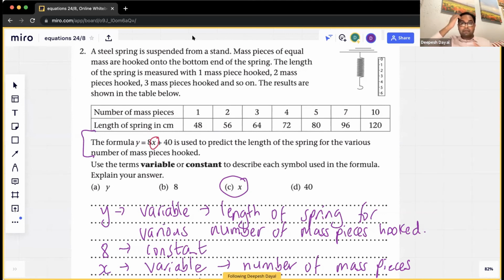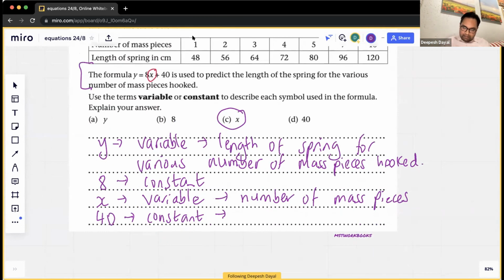So it's the original length. Then when you add, it becomes bigger and bigger. So if you put 0 in there, it will just be 40. So it's the original length of the spring. Does that make sense? Yes. It's the original length of spring, right?